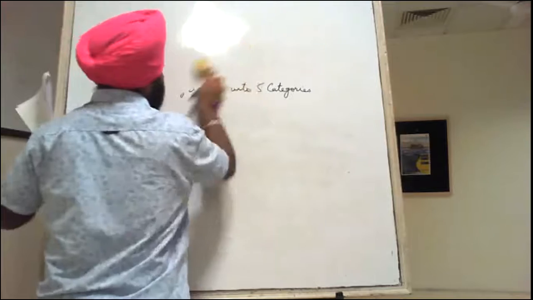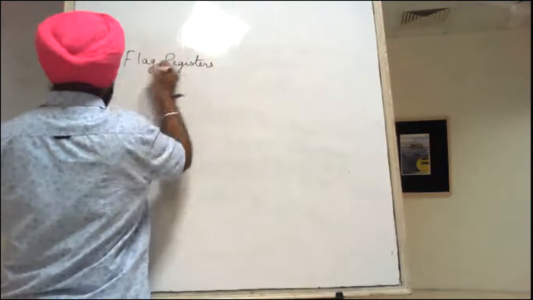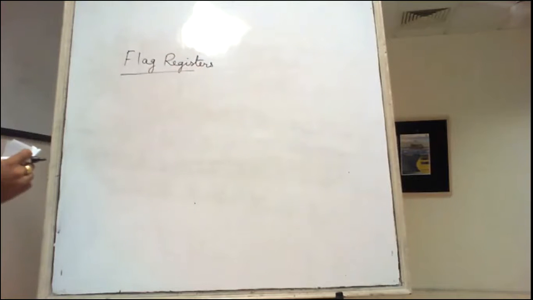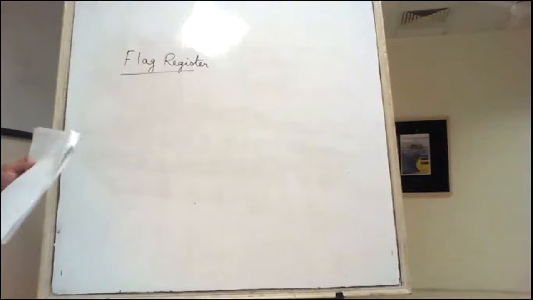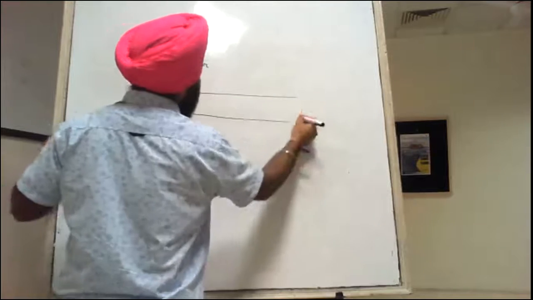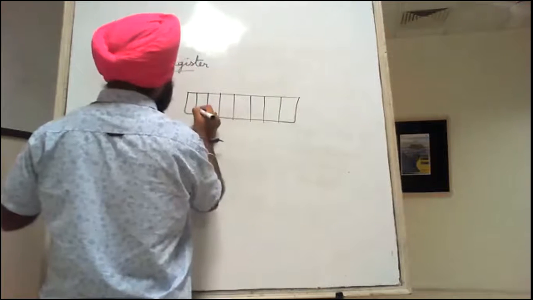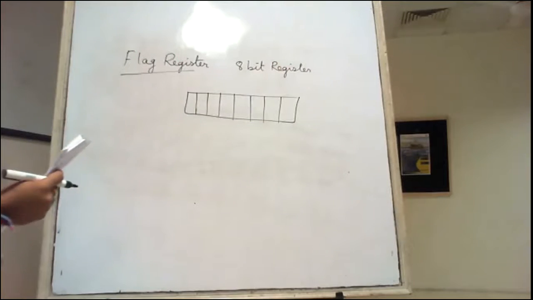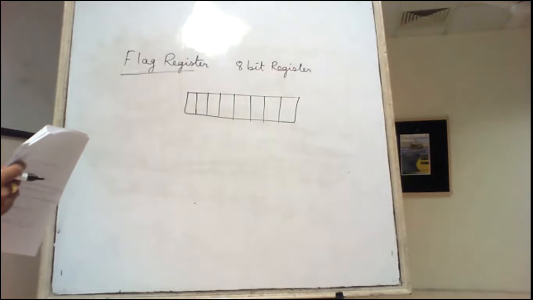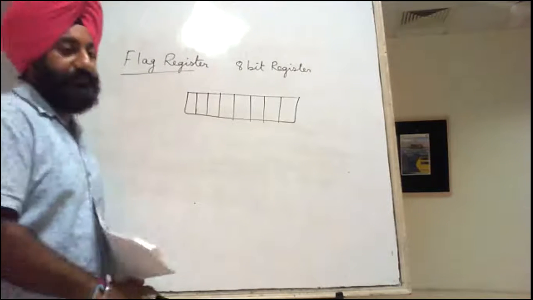Next we have flag registers. A flag register is basically an 8-bit register having 5 1-bit flip-flops, which hold either 0 or 1 depending upon the result stored in the accumulator.